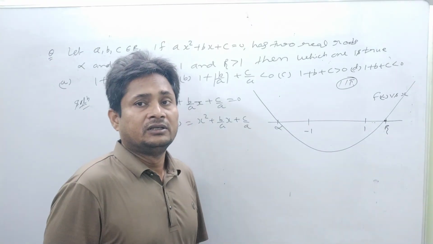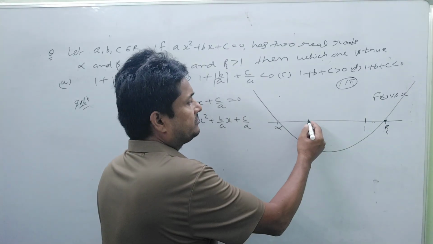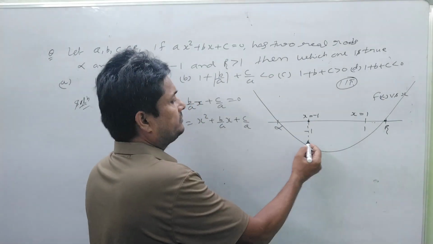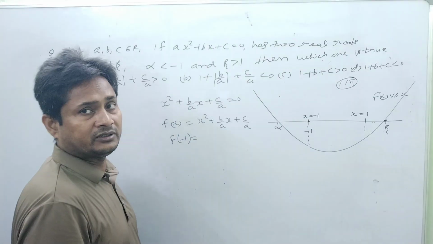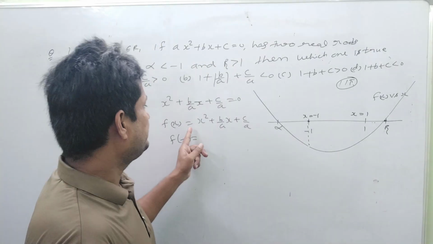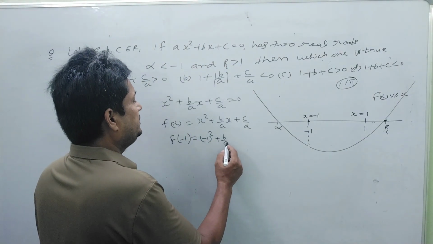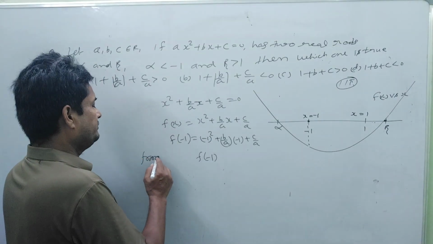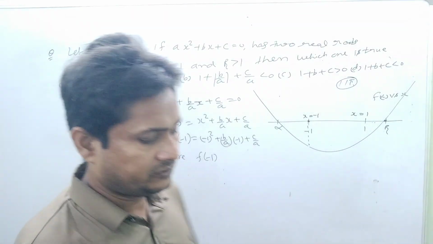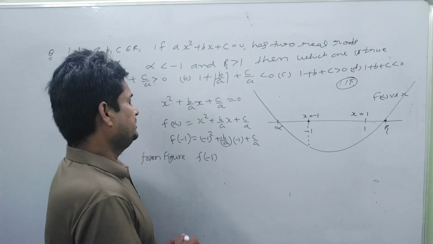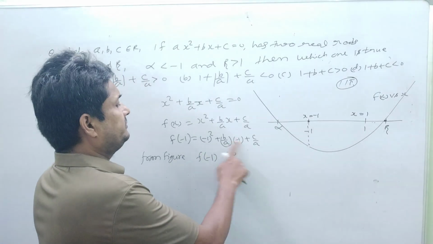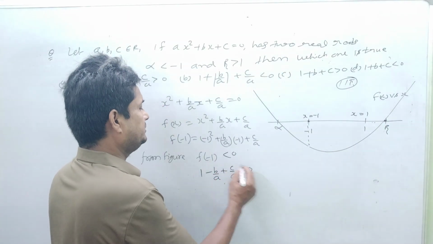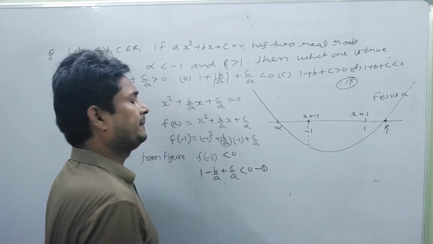See from the figure, this is x equal to -1 and this is x equal to 1. If you find the value of f of -1, it is coming negative. So f of -1 will be -1 square plus b by a into -1 plus c by a, and f of -1 from the figure is coming less than 0. So from the figure, f of -1 is 1 minus b by a plus c by a, and this is coming negative. So this is, let's say, inequality 1.